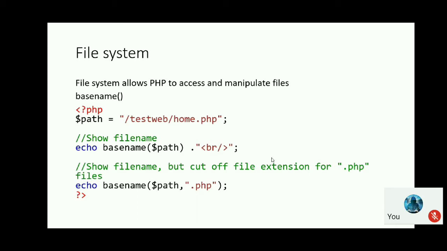So in the first case, I will get home.php. In the second case, I will get home here. So I will just demonstrate. To extract a file name from a path, you have to use a method called basename. Basename is a built-in method which extracts a file name from a specific physical path of a system. Okay. Now I will show you.